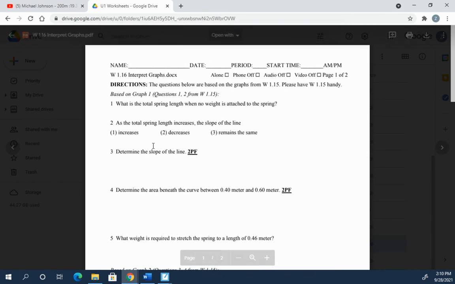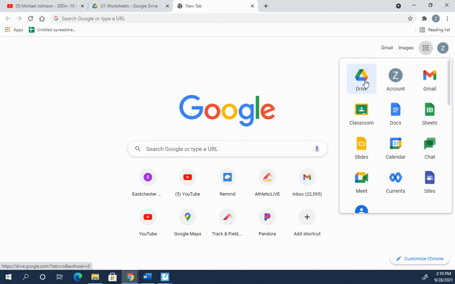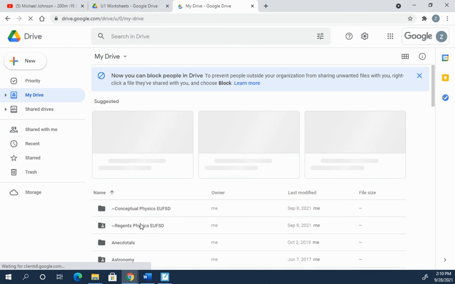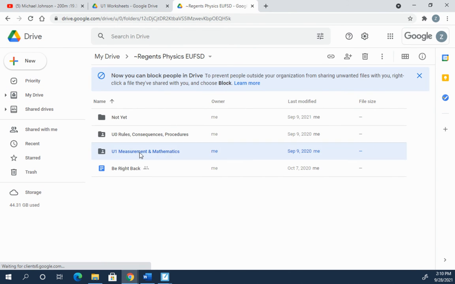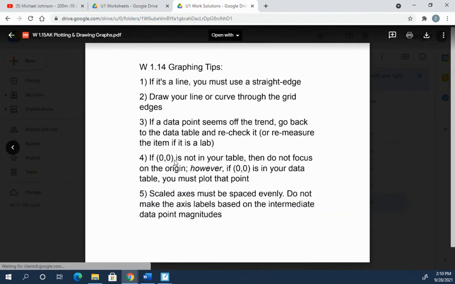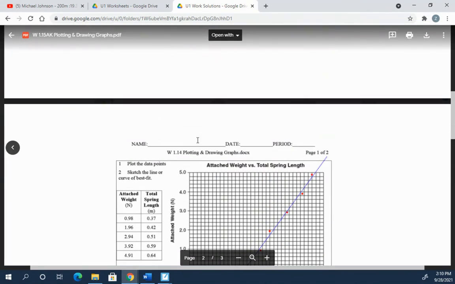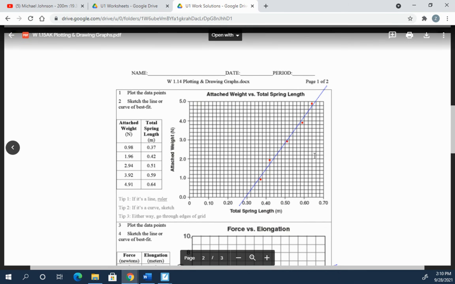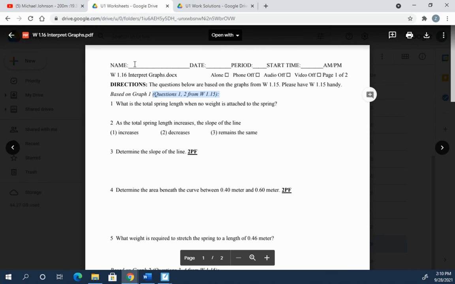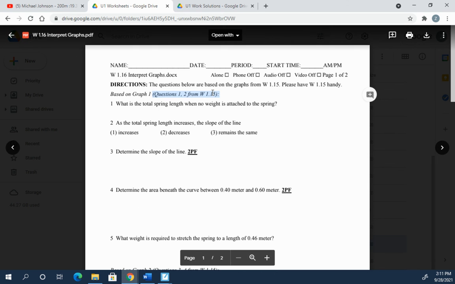Now, the first 5 questions here are based on graph 1. What is graph 1? It's questions 1 and 2 from W115. So, if you pull up W115, it's just a few tips about graphing. If you pull up 115, you'll see questions 1 and 2 are this graph. So when you're doing these questions here, 1, 2, 3, 4, 5, they are based on that graph.